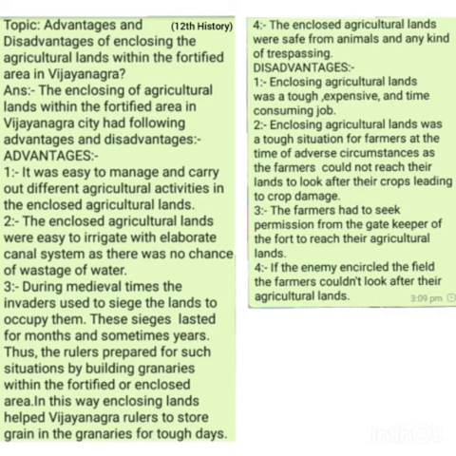Number four, if the enemy encircled the field, the farmers could not look after their fields. If at times the invaders encircled the agricultural lands in the fortified area, it was very difficult, rather impossible, for the farmers to reach their agricultural lands. So, enclosing agricultural lands had both advantages as well as disadvantages.